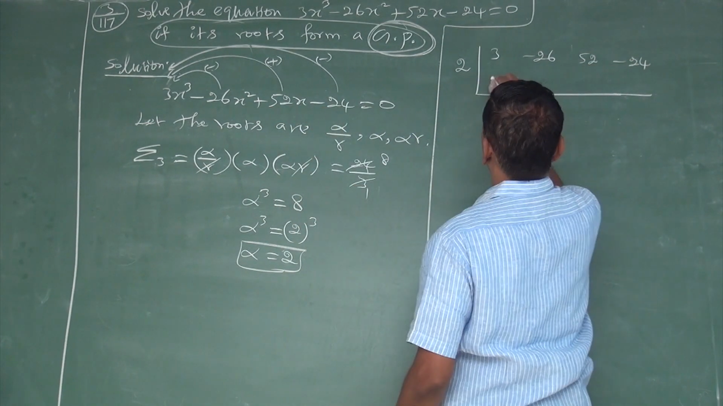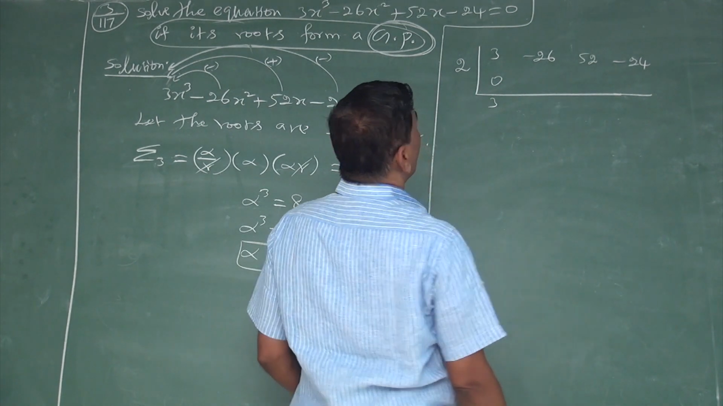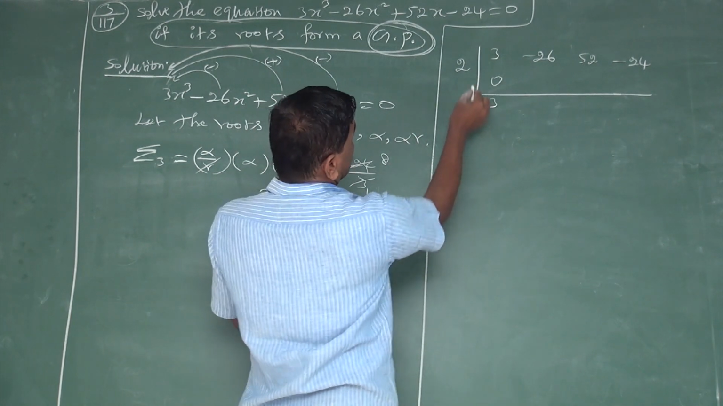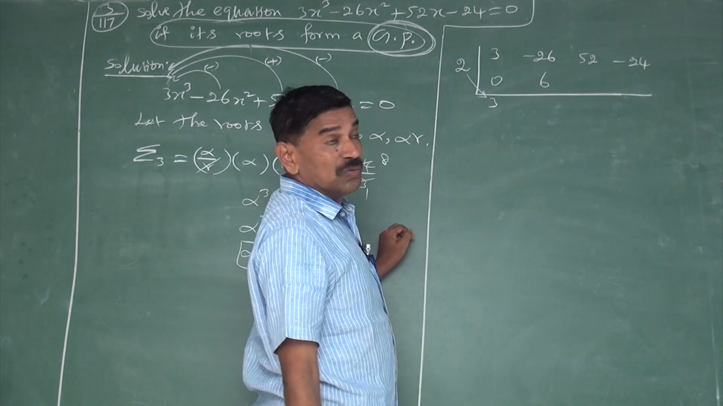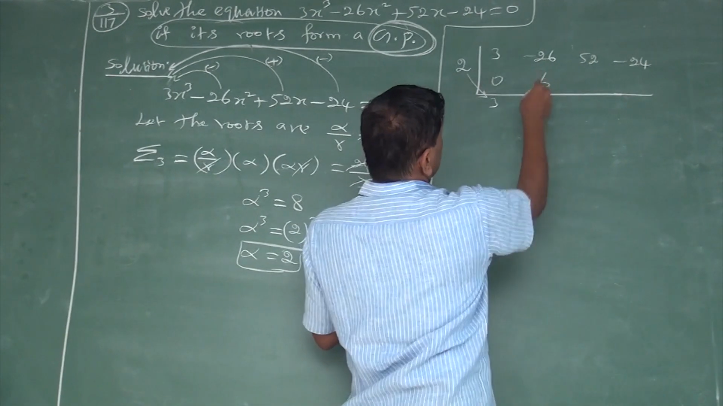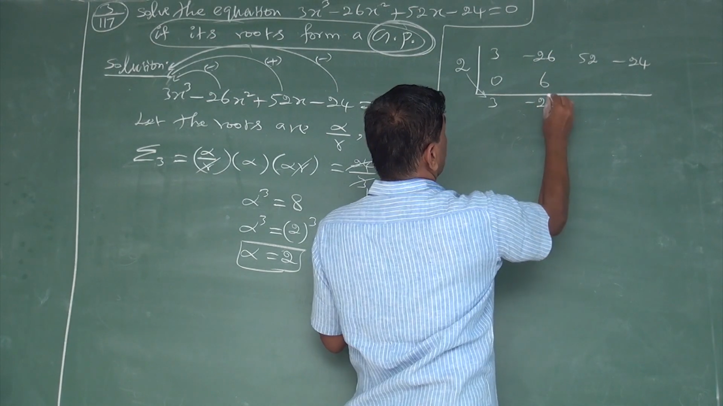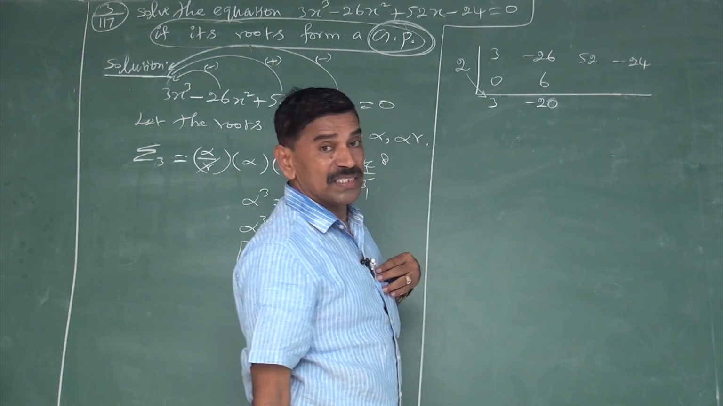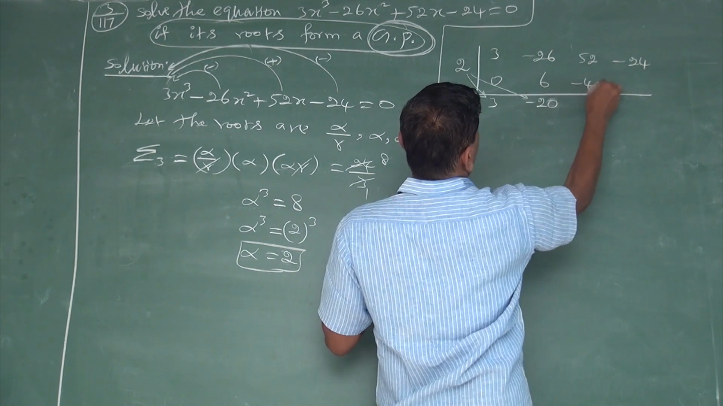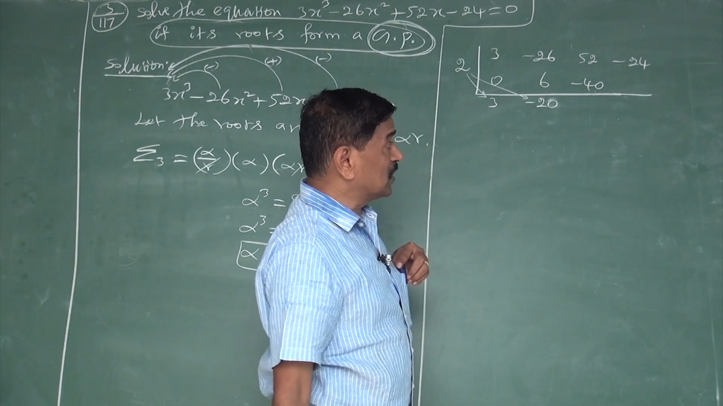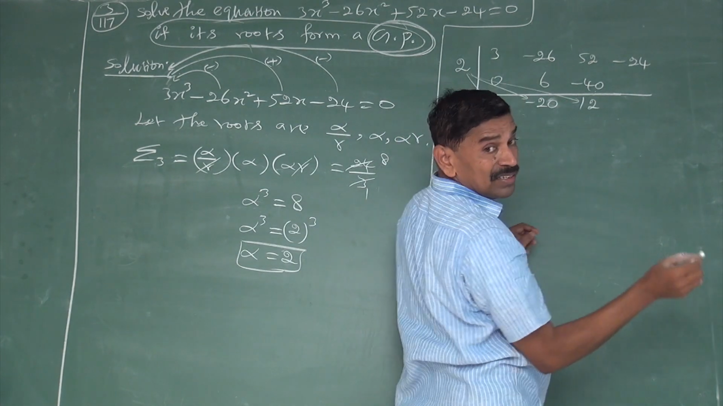Now, first one 0. 3 plus 0, 3. Good. Next, 6 is correct, because 2 3s are 6. Now, very good, minus 20, because here one is negative and one positive, different signs, so we add. Minus 20 is correct. Next, good, very good, minus 40, because 2 into minus 20 is equal to minus 40. Next, good, plus 12 is correct. Next, 2 into 12, 2 12s are 24.